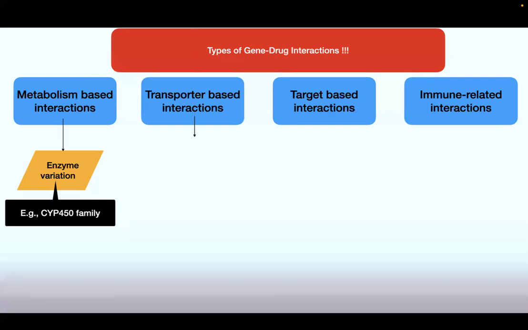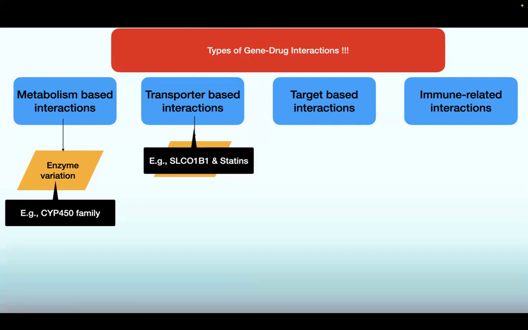नेक्स्ट वी हैव ट्रांसपोर्टर बेस्ड. So genes are encoding drug transporters, okay, that impacts your drug absorption and drug elimination. So अगर transport based interaction हो रहा है, मतलब gene जो responsible है for some of the protein making which are responsible to transport something, तो वहां पे भी interaction होगा. Okay, so these are having interaction with the transporters.